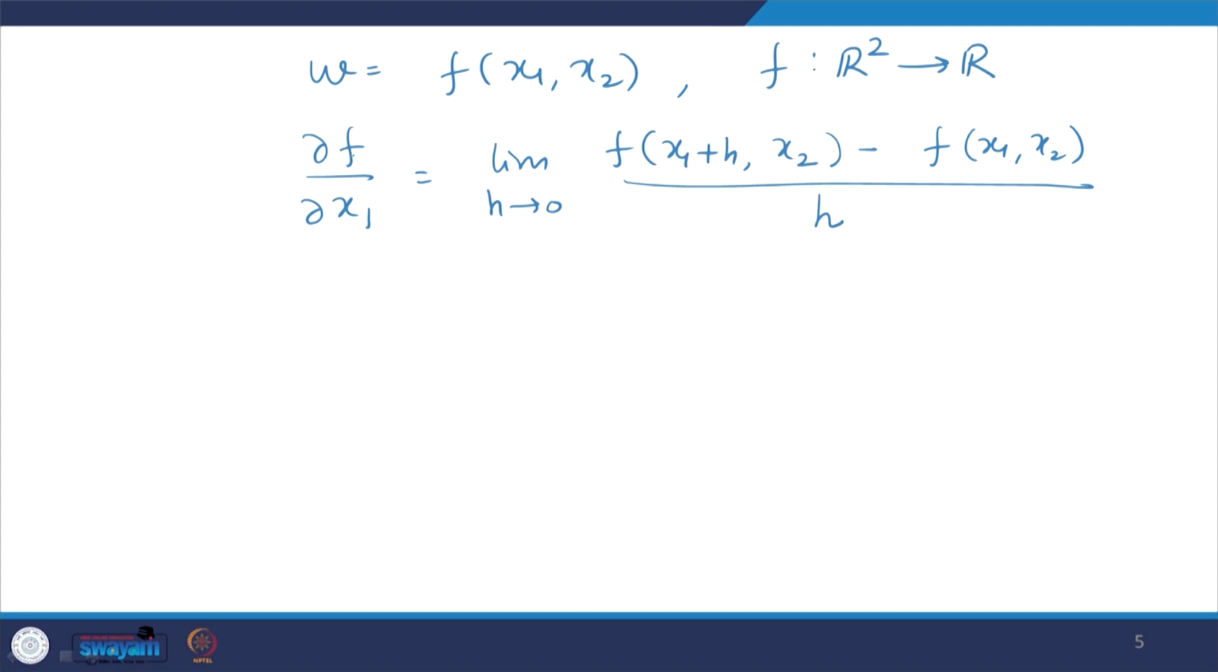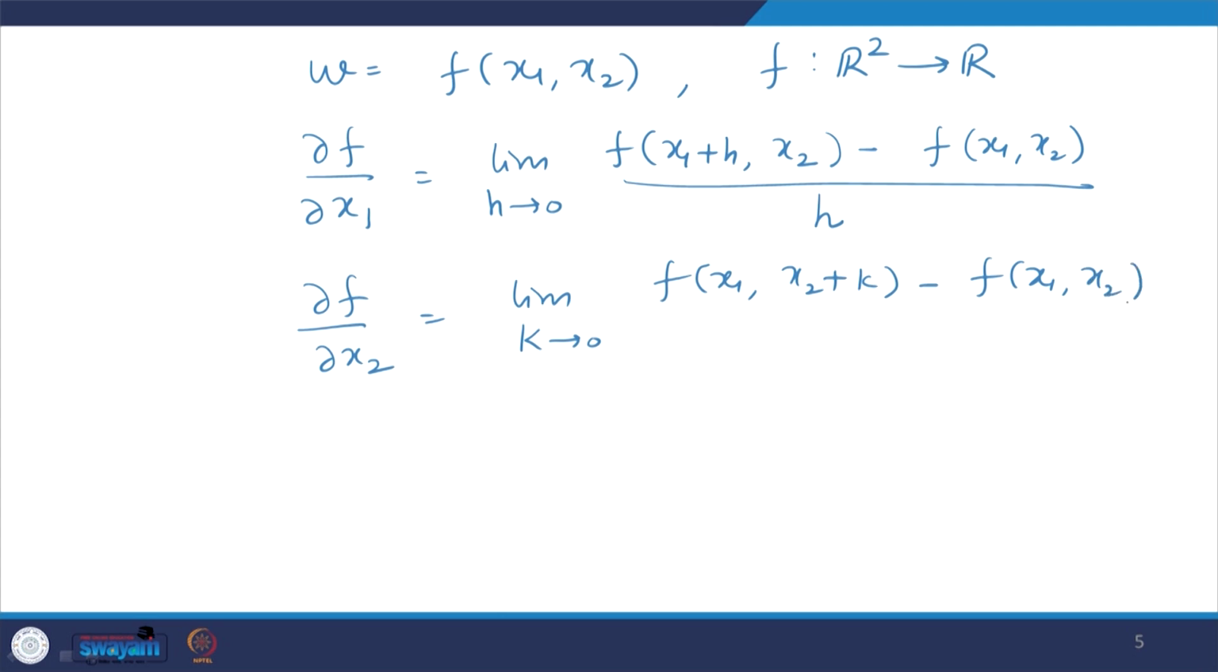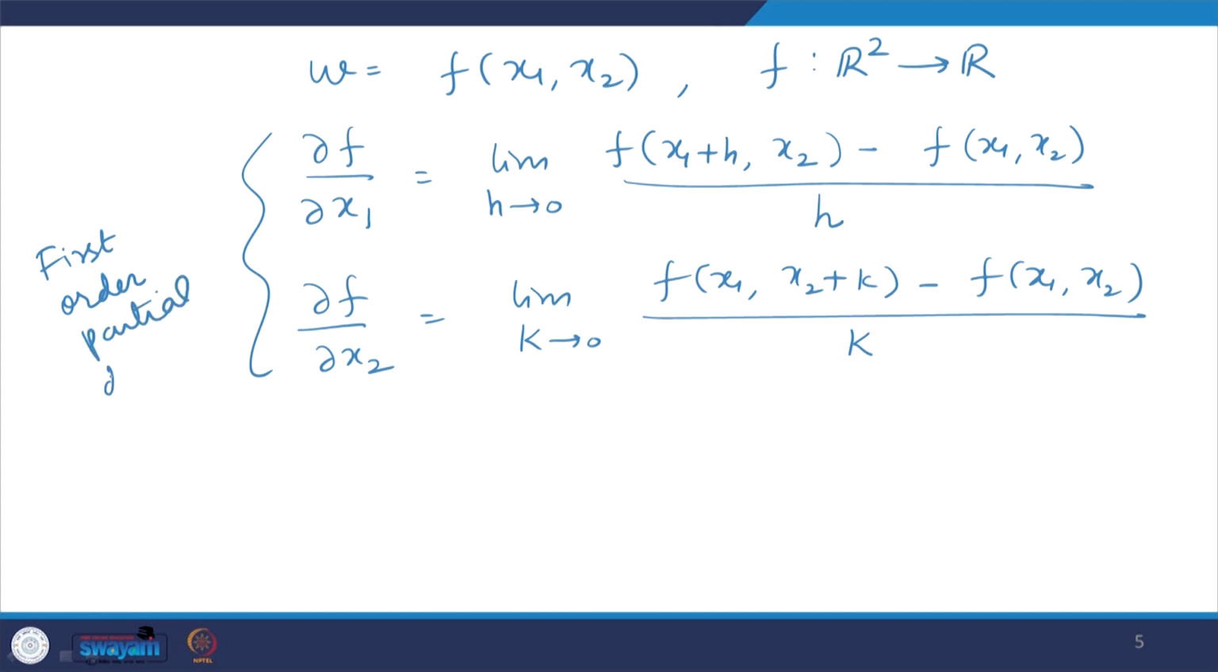If we are dealing with the partial derivative of f with respect to x 1, then this h will be only with x 1 and the other part will be x 1, x 2. Similarly, if we define del f upon del x 2, it may be defined as the limit k tending to 0 of f of x 1, x 2 plus k, minus f of x 1, x 2, upon k. Okay. So, in this way we can define first order partial derivatives. These are basically called first order partial derivatives, with respect to x 1 and x 2, provided these limits exist.